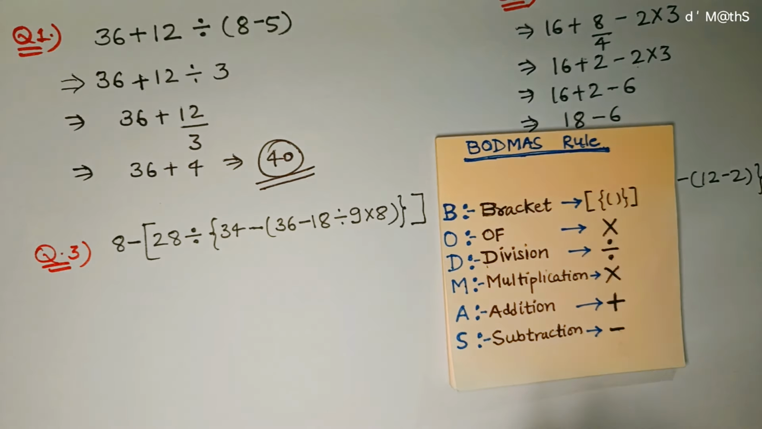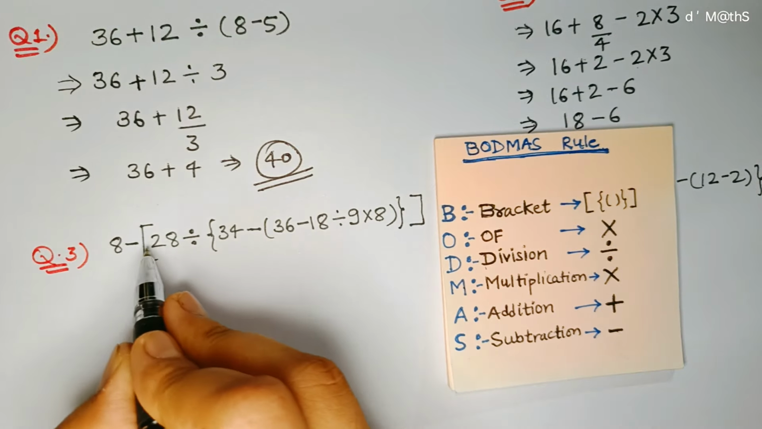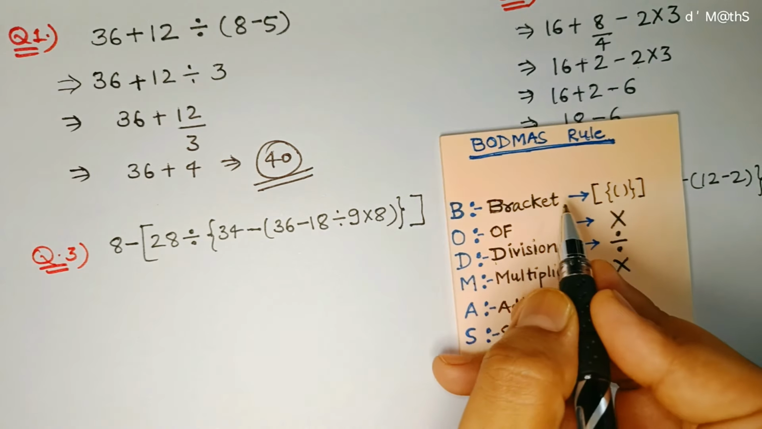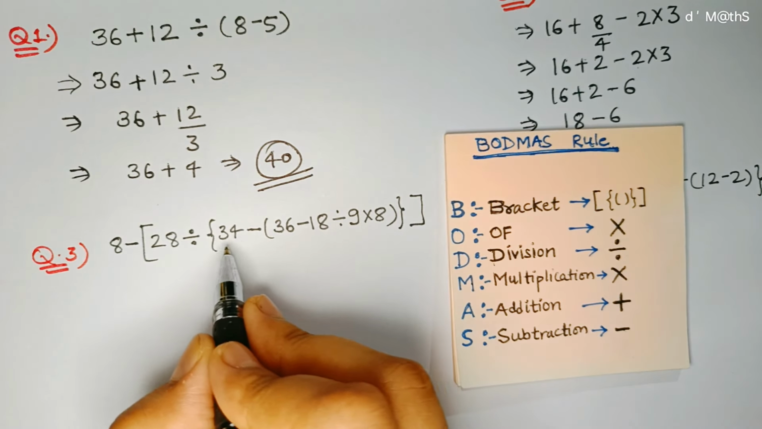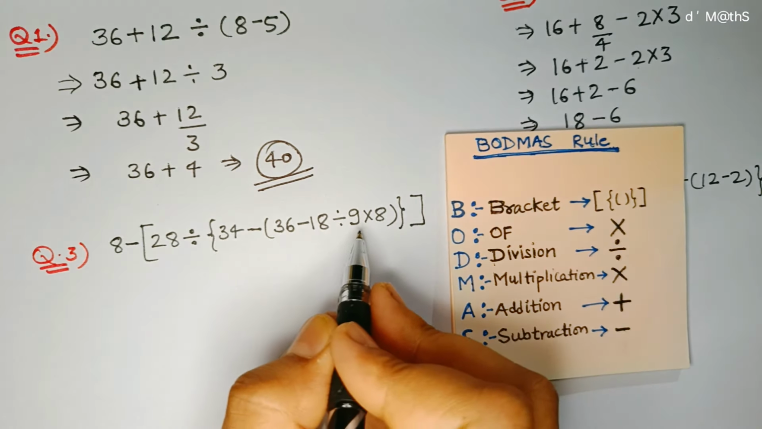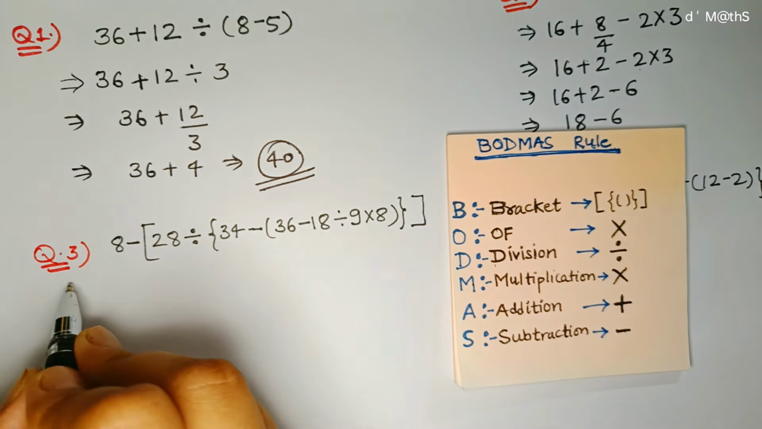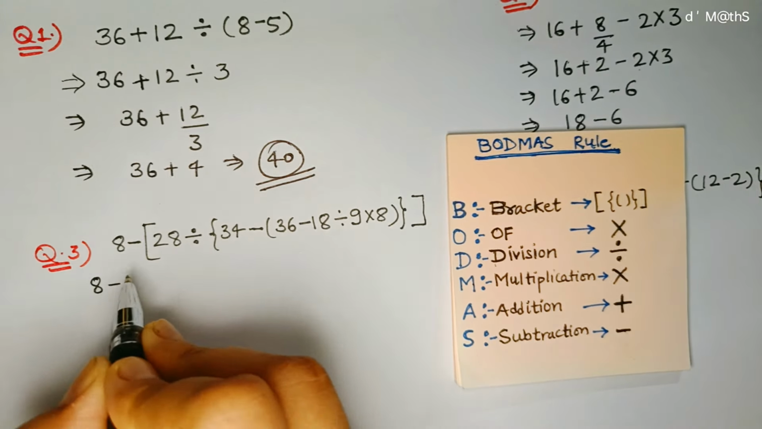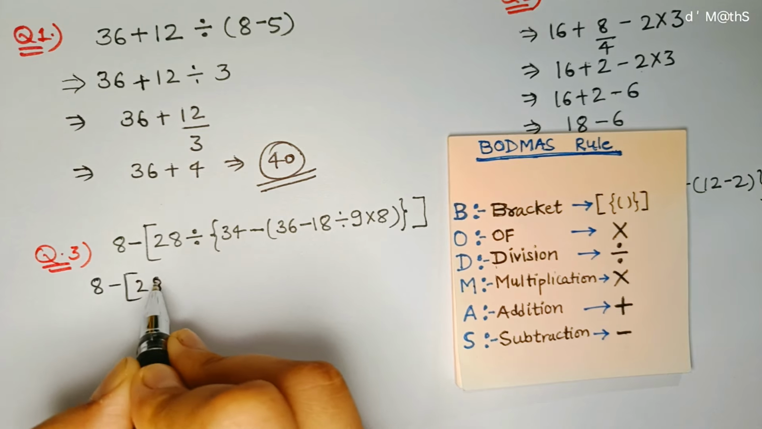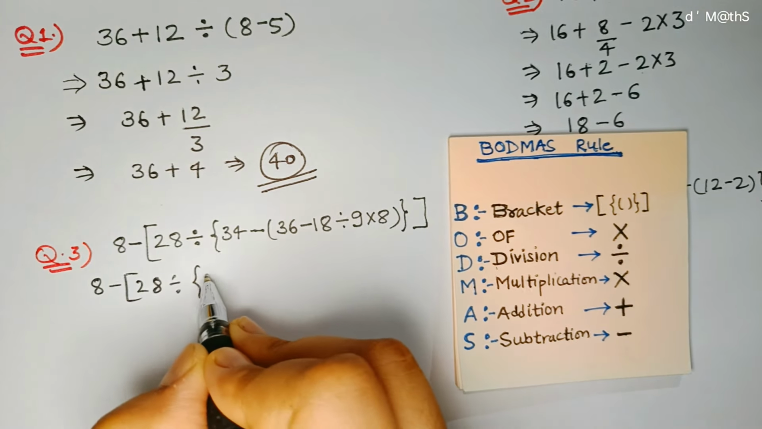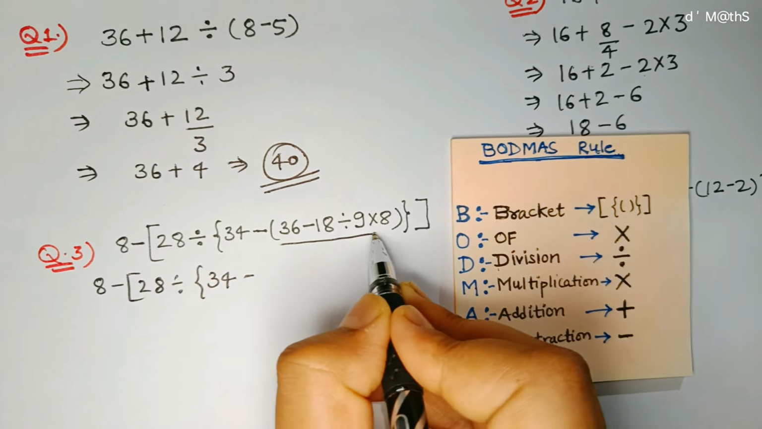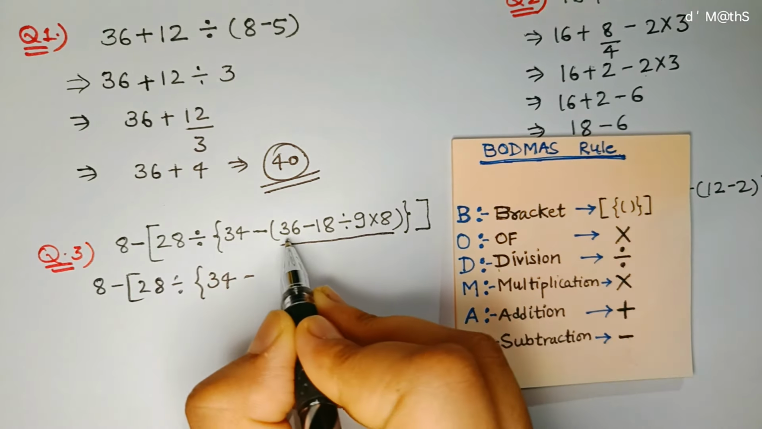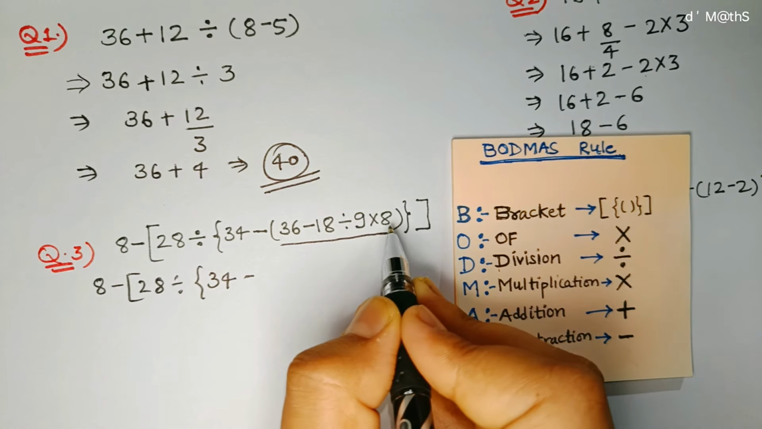So here, first of all, you will break the brackets only. That is B. There are three types of bracket, and all three types are included in this question. So what you will do, you will first write 8 minus, everything you have to write, and you have to go towards the small bracket. So here is the small bracket. All the values under the small bracket are here.